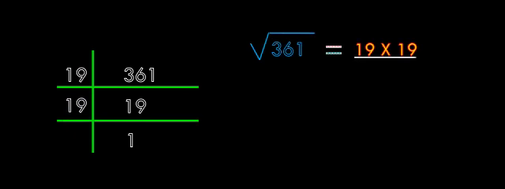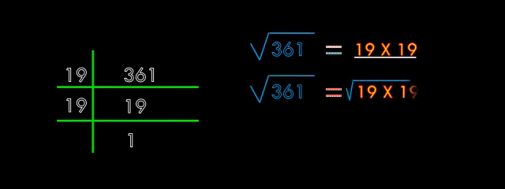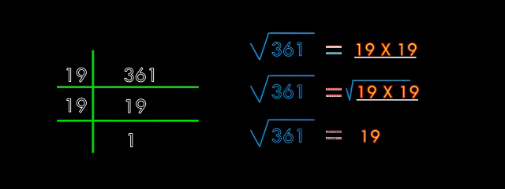Let's find the square root of 361 by the same method. So, the square root of 361 is equal to 19.